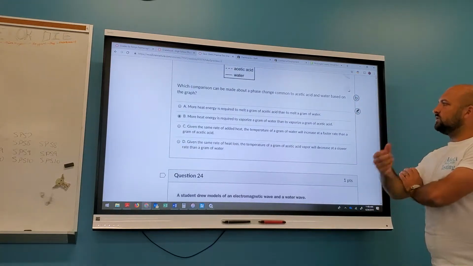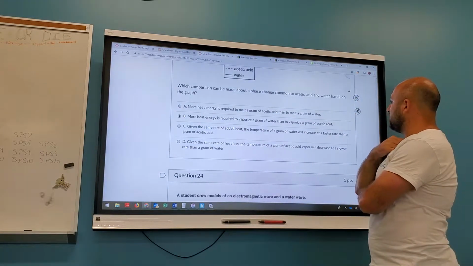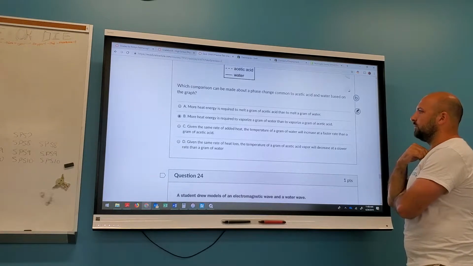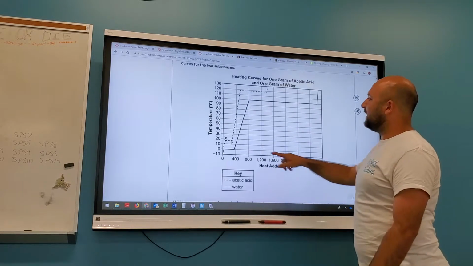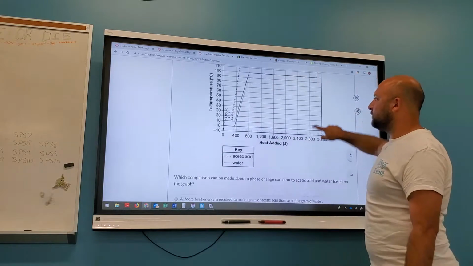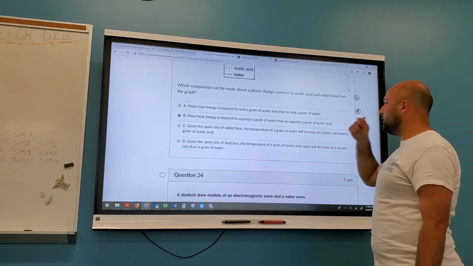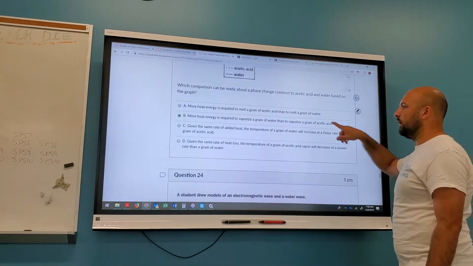And just to be sure, let's look at these two. Given the same amount of added heat, temperature of a gram of water will increase at a faster rate than a gram of acetic acid. Now, acetic acid's got a greater slope here, so it increases temperature faster. And the same rate of heat loss, the temperature will decrease at a slower rate than a gram of water.